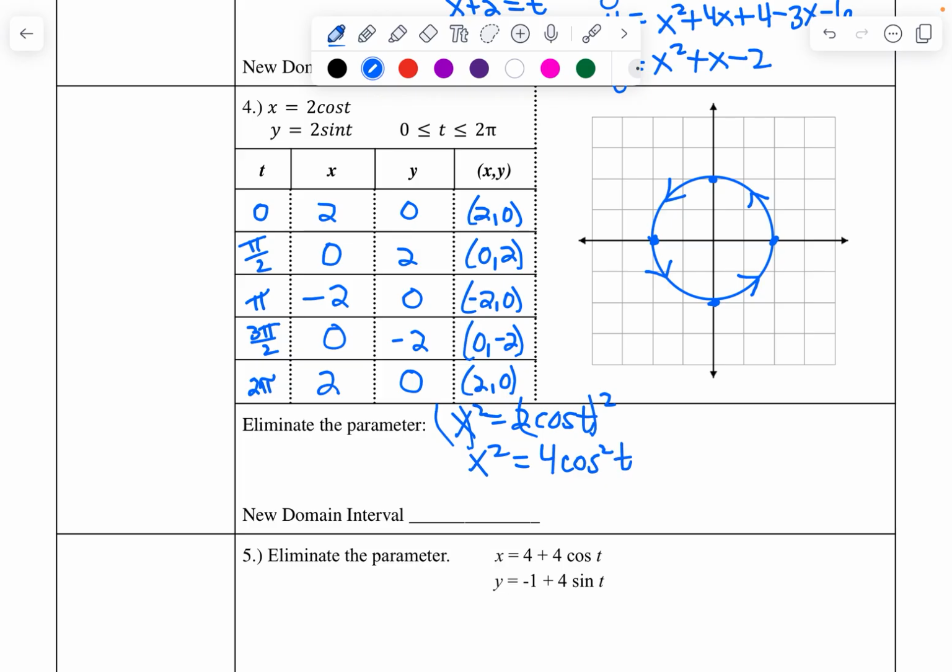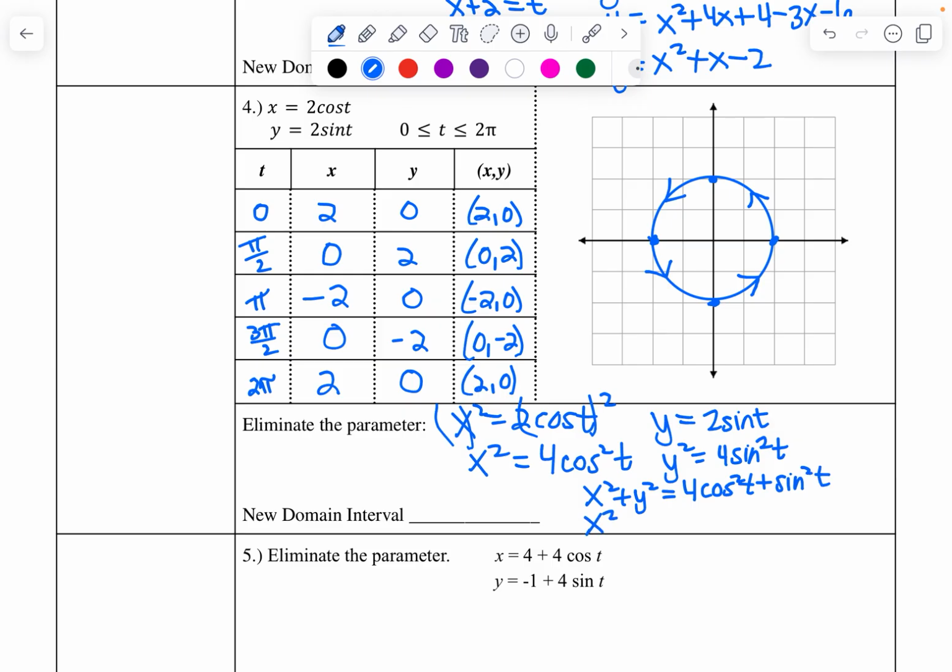And also, we know that sine squared plus cosine squared equals 1 from our Pythagorean identity. So that's going to be helpful as well. So if y equals 2 times the sine of t, if we square both sides, we see y squared equals 4 sine squared of t. And so if we add these two together, x squared plus y squared would equal 4 cosine squared t plus sine squared of t.